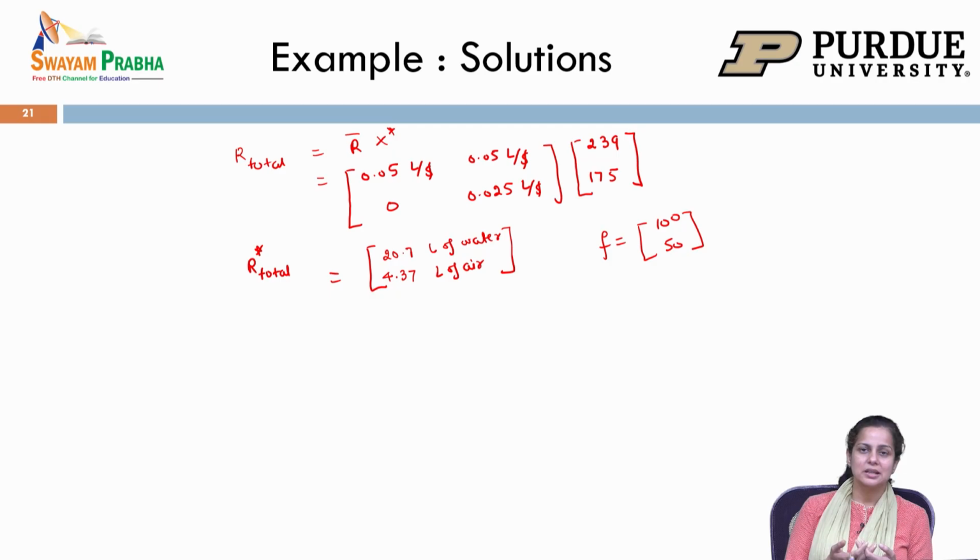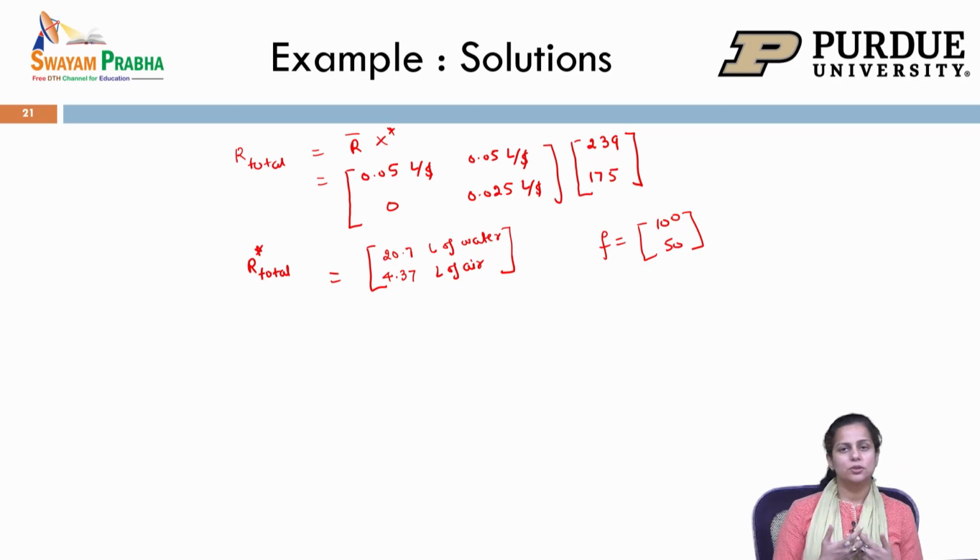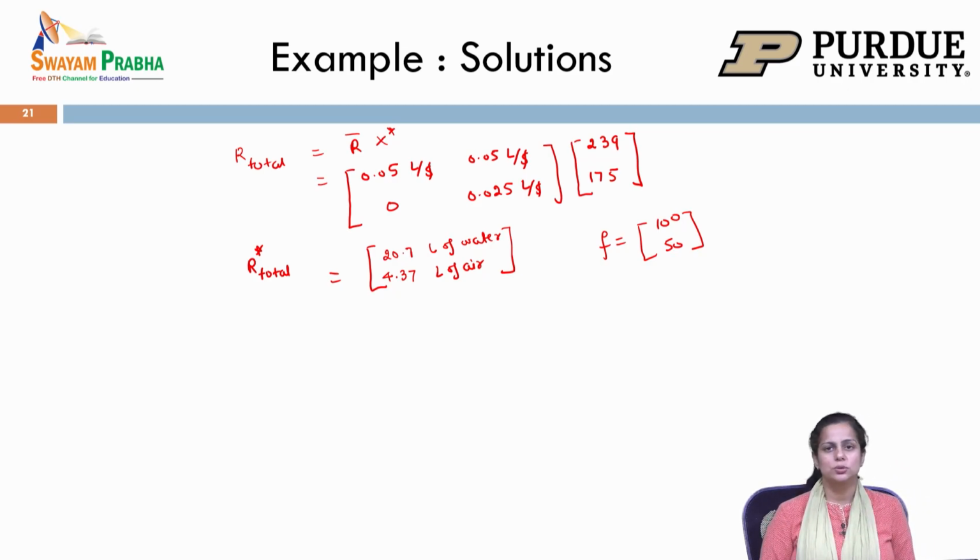So, we can say that for producing $100 of product from sector 1 and $50 of product from sector 2, the embodied water is 20.7 liter of water or 4.37 liter of air. The interpretation is how much resource is required to support that production. So, this gives an idea of how we use the economic input output model for getting the life cycle calculation.